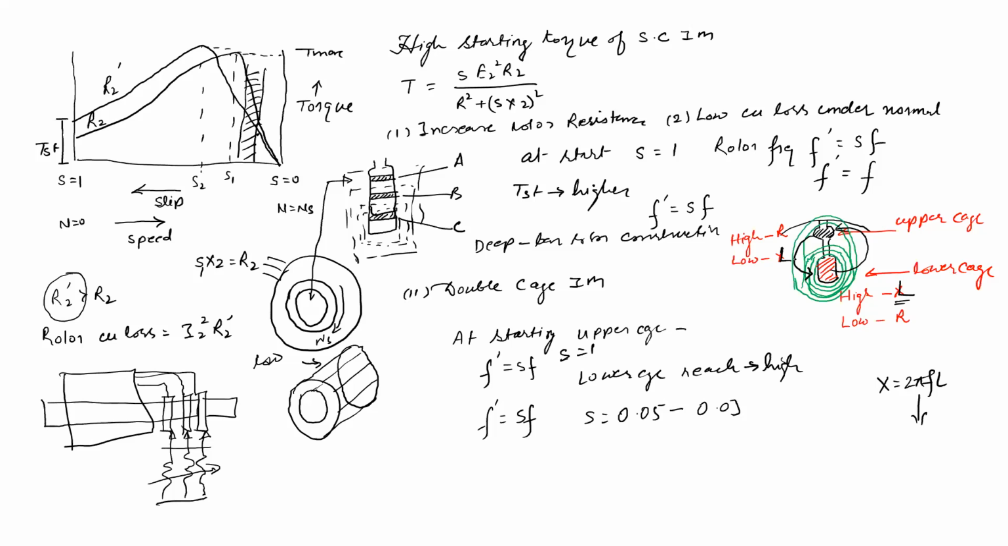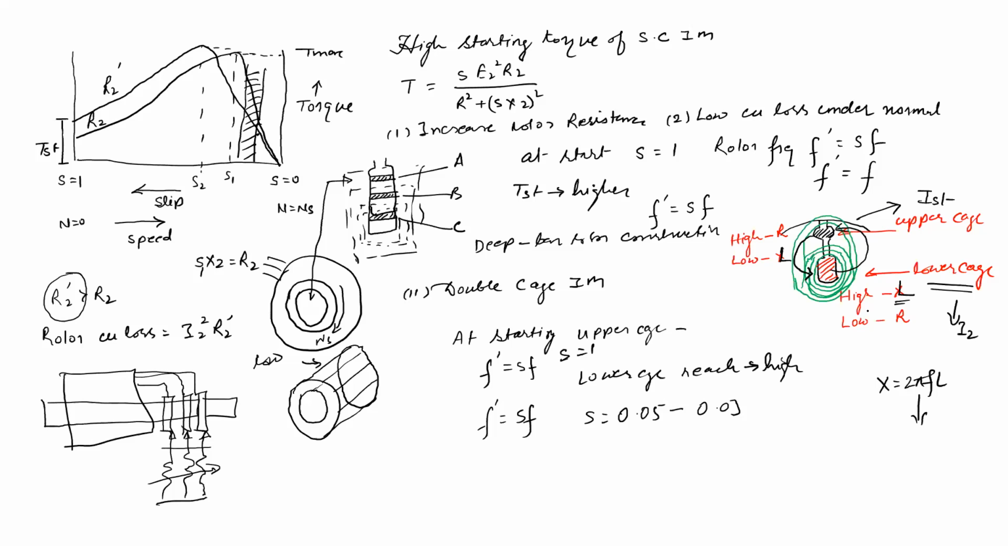So under normal working condition, the lower cage carries current I2, whereas in the starting period, the upper cage takes the starting current. So the starting current flows from the higher resistive path, whereas the normal current flows from the low resistance path. Our purpose is to introduce some higher resistance at the time of starting, which provides high starting torque of the three-phase induction motor.